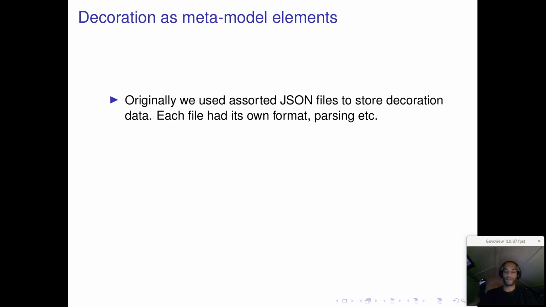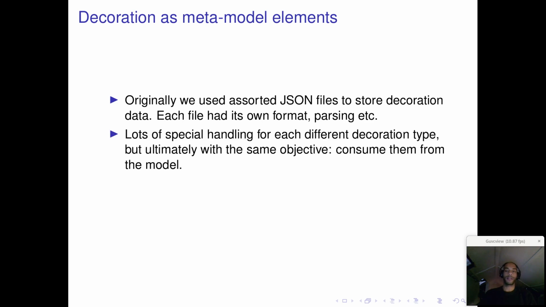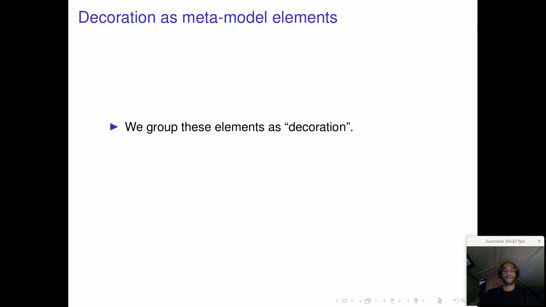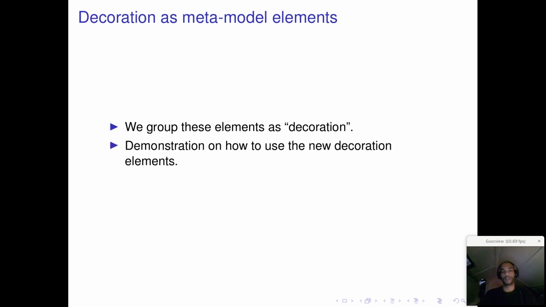the decoration. Originally we had a number of JSON files to store decoration data, and I'll show these in a minute. Each decoration file had its own data format and its own way of doing things. It required lots of special handling for each type of file, and there were different ways of binding these things into the model internally. However, the more we learn about MDE, the more clear it becomes that all these things should really be modeled as metamodel elements. There are several aspects to decorations, such as the license, the modeline, and so forth, but normally we just call all of these decorations.